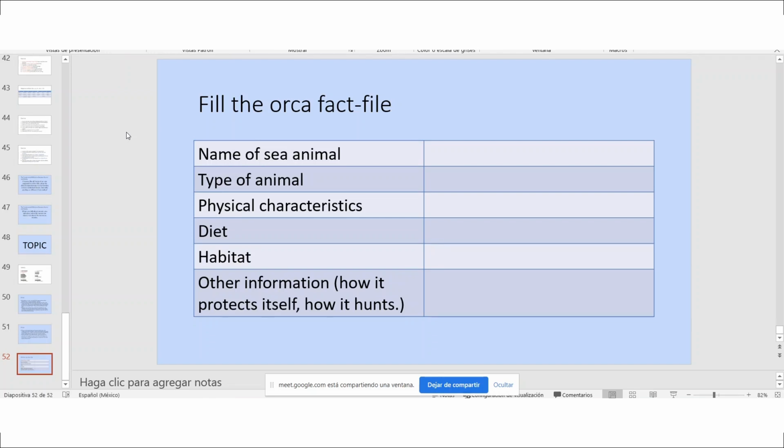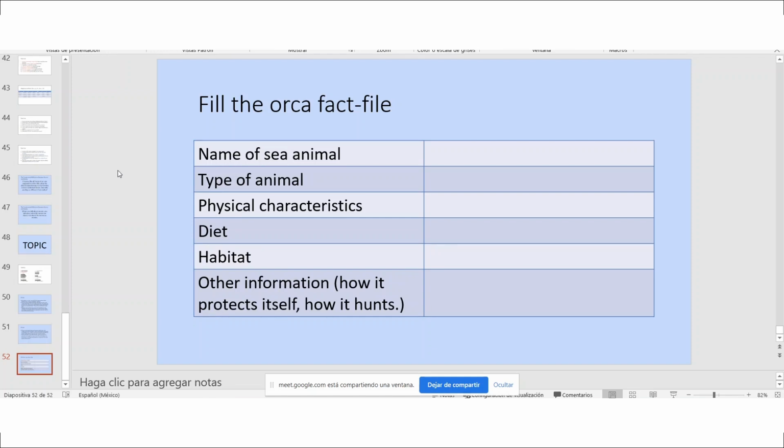So for example, the name of the sea animal that we are studying. What's the name of the sea animal that we are studying? Orcas, right? So you're going to write down the type of animal, its physical characteristics, its diet, habitat. What is a habitat? The place where the animal lives? Exactly. The place where it lives, the place where you can usually find it, right? And other information, for example, how it protects itself, and how it hunts. That information, I believe, is in the text.